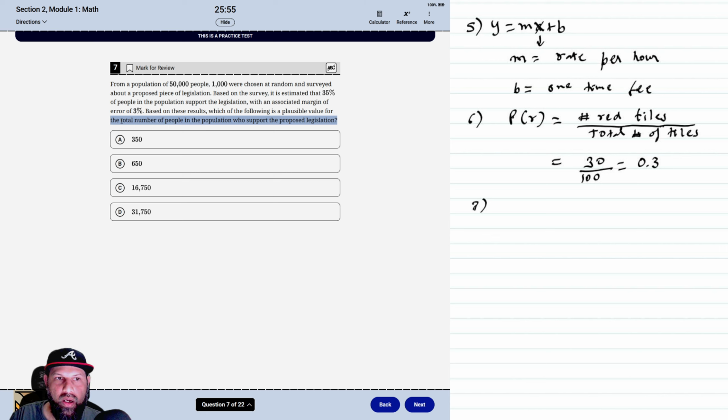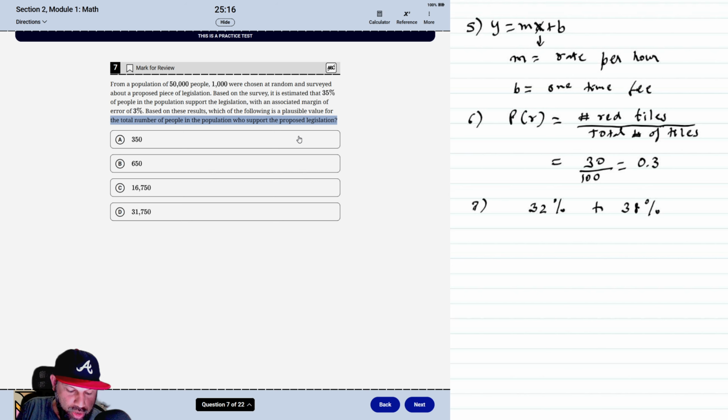So the main thing to notice here is the plausible value for the total number of people in the population and not the ones who were only surveyed. Okay, so here it says estimated at 35% of the people in the population support the legislation with an associated margin of error of 3%. That means it could be anywhere from 32% to 38% of people who support the legislation.